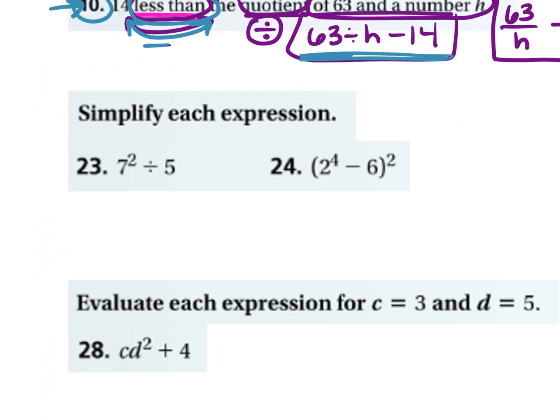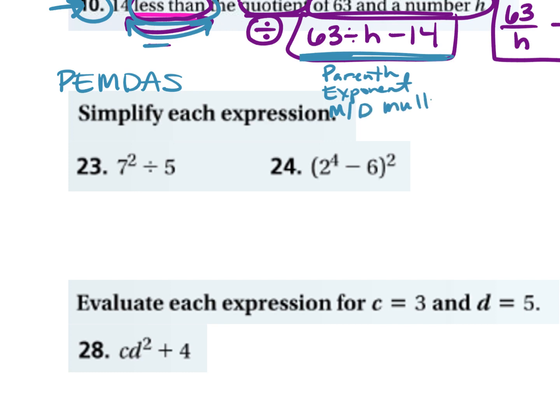Okay. 23 says simplify the expression. Now, I would absolutely, if I were you, write PEMDAS on your note card, but maybe with the words, if that helps, if you need it, right? Parentheses, exponent, multiply and divide. Okay, those happen left to right, and then add and subtract. Okay, because you want to make sure you follow PEMDAS.